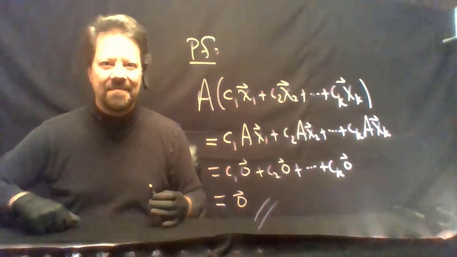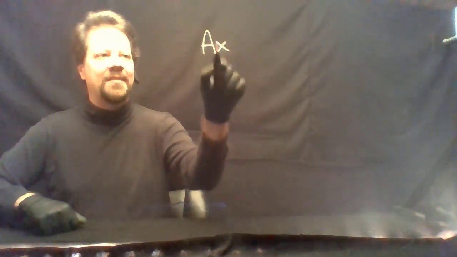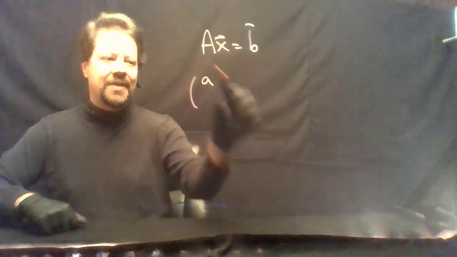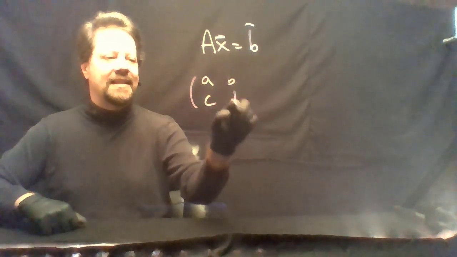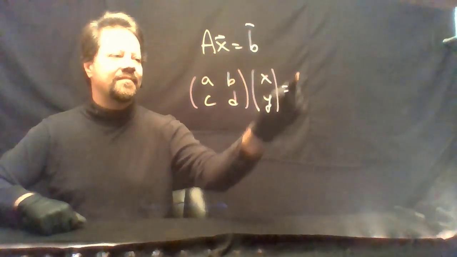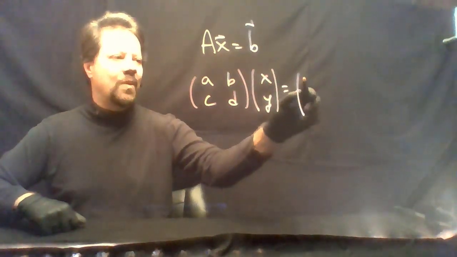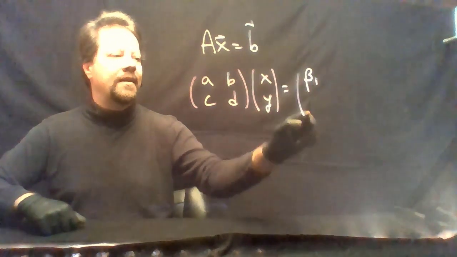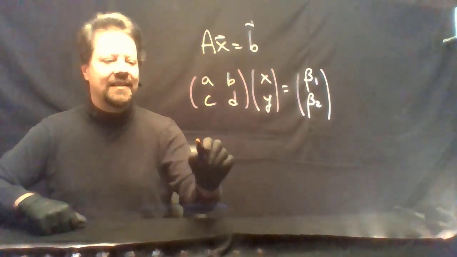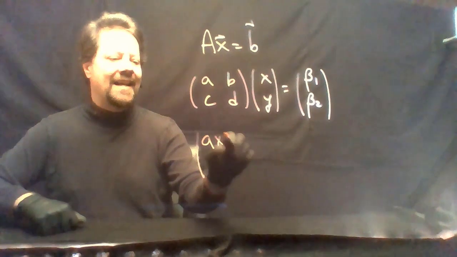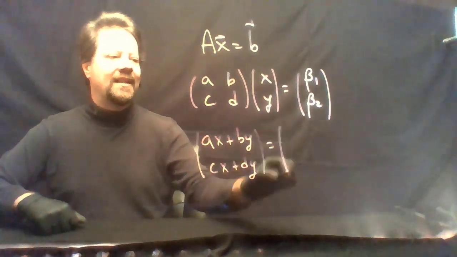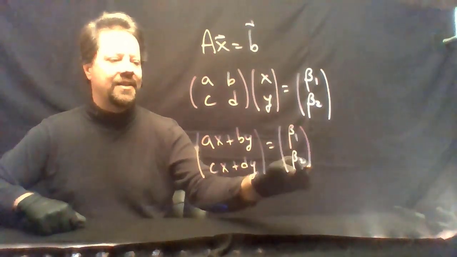I want to look once again at a system AX equals B. Let's start with a particular case. Let's suppose A is 2 by 2, and we have a, b, c, d. Let's suppose x has coordinates x and y. And let's suppose the vector b has coordinates, let's say, beta 1 and beta 2. I didn't want to use b again. Then what we get is ax plus by, cx plus dy equals beta 1, beta 2.